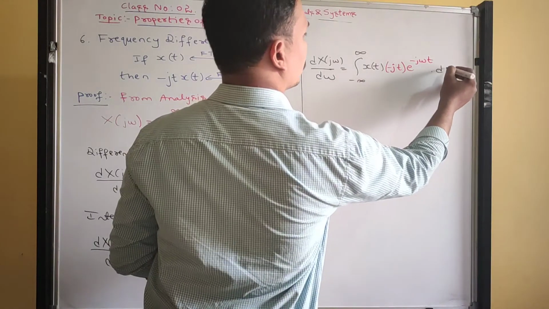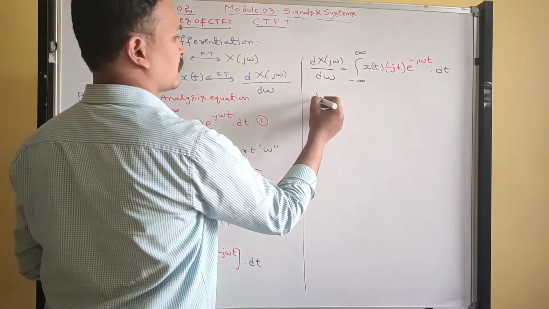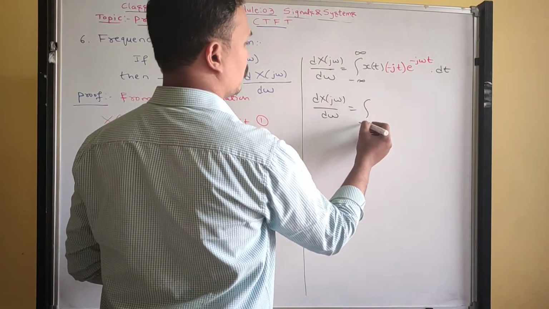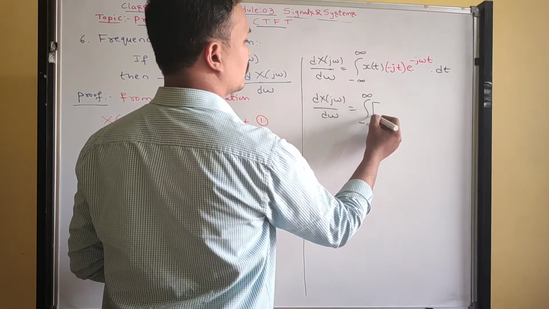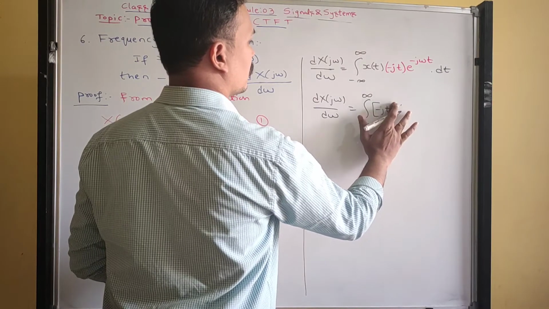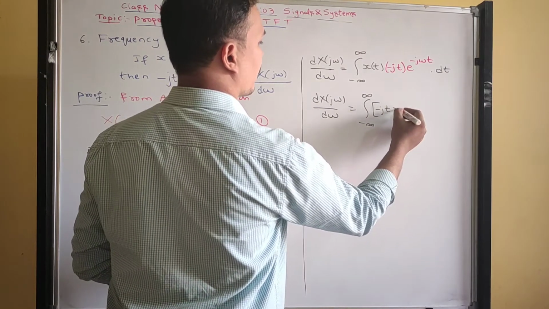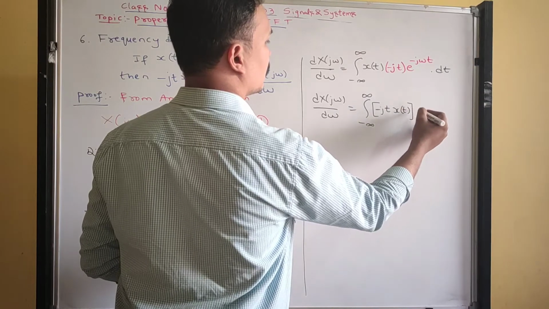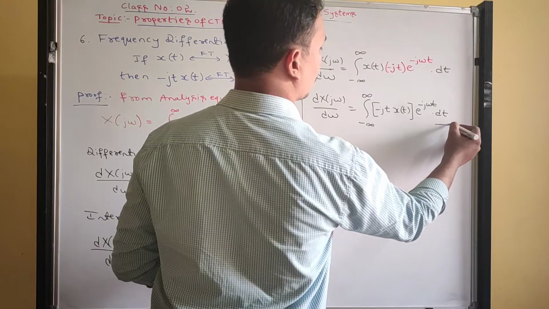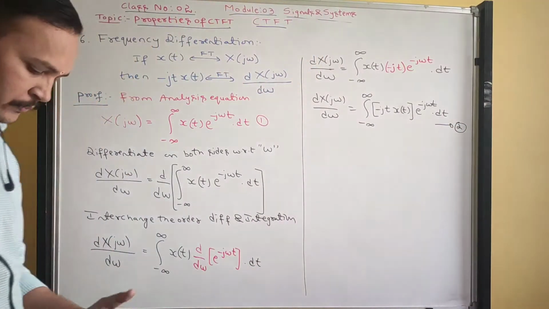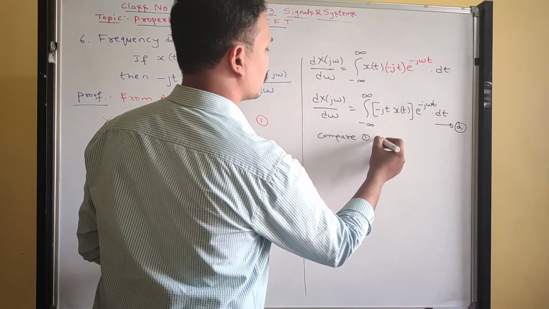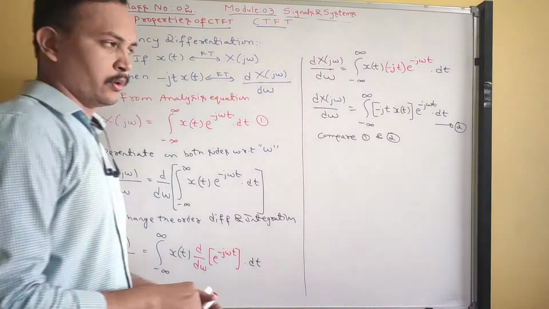Now again I am rearranging this. dx of j omega by d omega is equal to the integral from minus infinity to infinity, within the bracket, minus jt into x of t, into e to the power of minus j omega t into dt. Now consider this as equation number 2. Now compare equation 1 and 2.